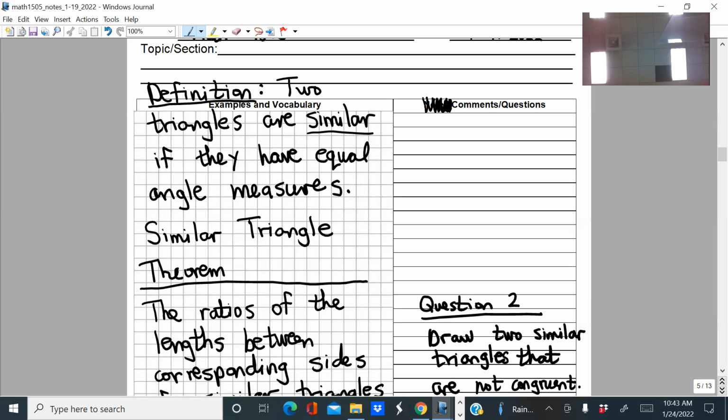Obviously, if you draw two identical triangles, they would also be similar because they'll have equal angle measures. But I don't want the triangles to just have equal angle measures and be completely identical to one another. Okay, work on that at home for me, okay?